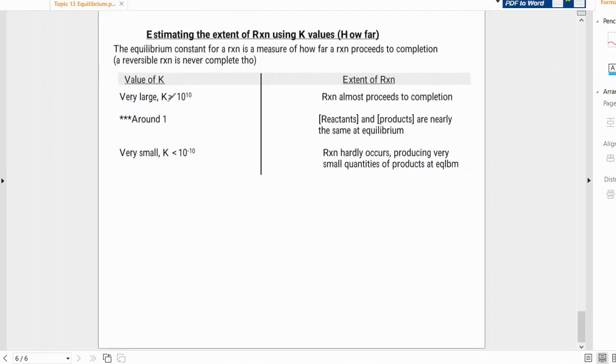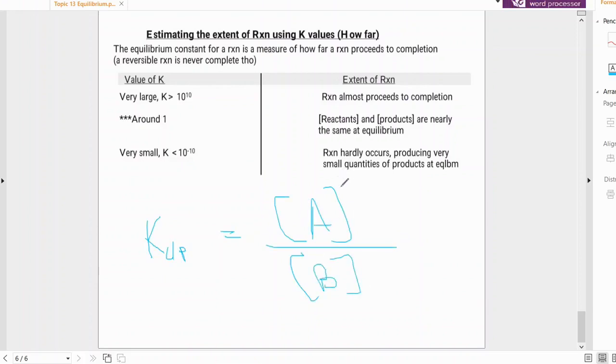If the value of the equilibrium constant obtained is very large, then the reaction almost proceeds to completion. If it's around 1, for Kc or Kp, just a simple reaction A to B, let's give 1 for example, then the concentrations of reactants and products are nearly the same at equilibrium.